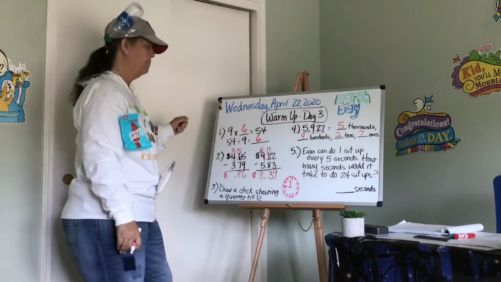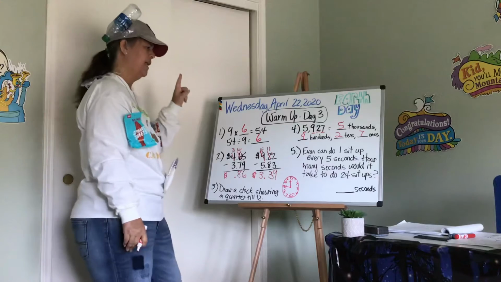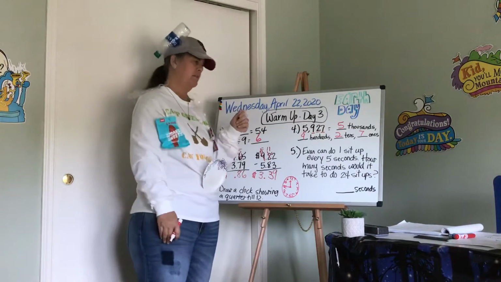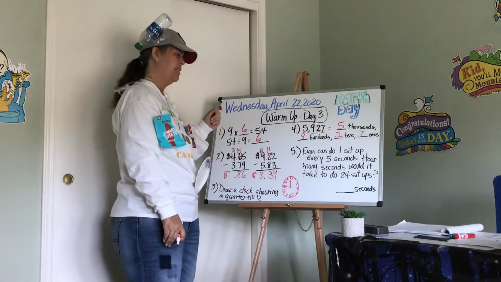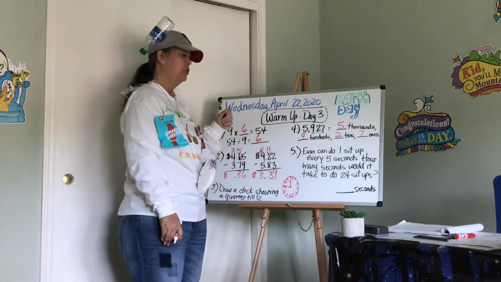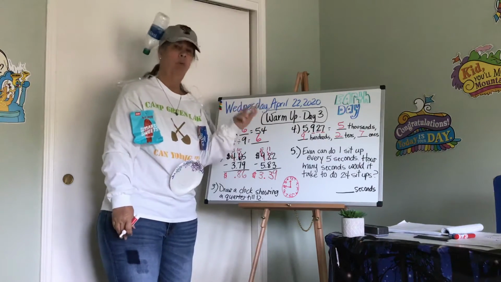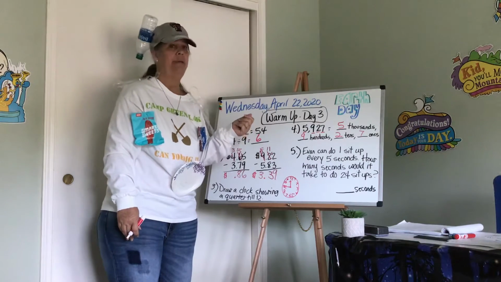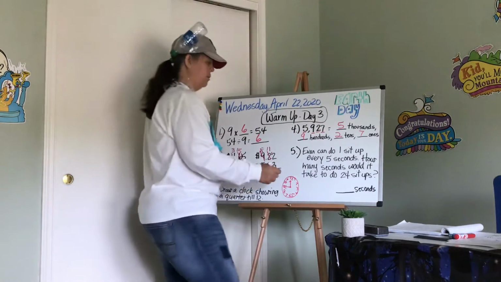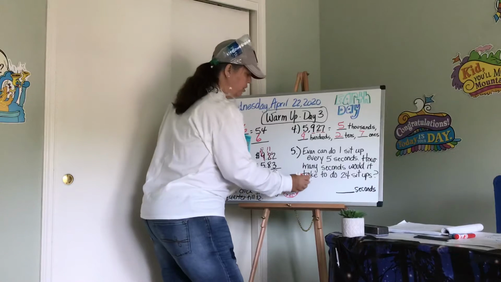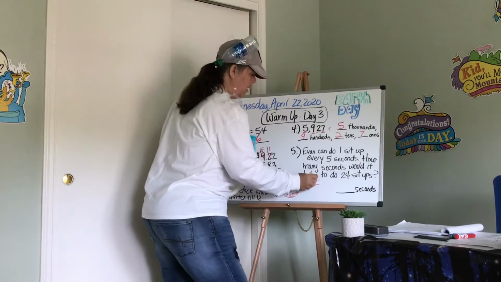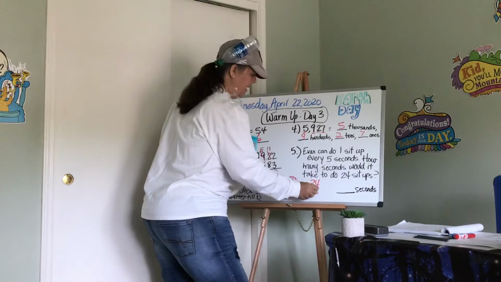Okay, number 5. Evan can do 1 sit-up for every 5 seconds. How many seconds would it take to do 24? So I need to figure out how much 24 5s are. What's a really fast way to do that? Well, you could count, but it would take a while, and you might get mixed up. Or you could just multiply 24 times 5.